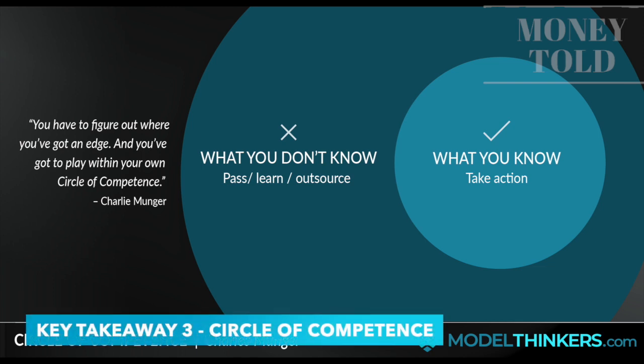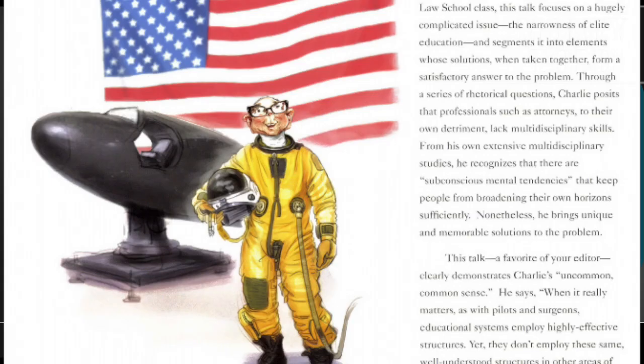Key takeaway 3: Circle of competence. The third takeaway is the circle of competence. Munger advises us to stay within our areas of expertise when making decisions and avoid venturing into unfamiliar territory.